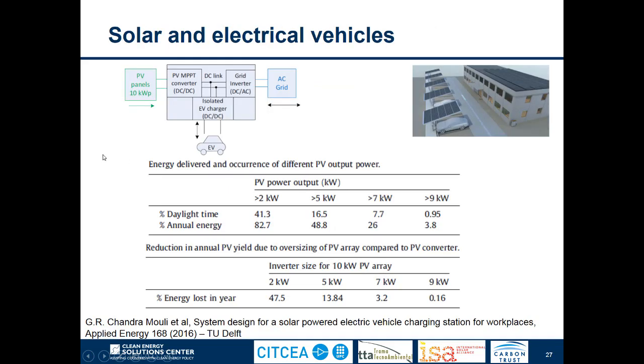Another example is related to the flexible demand, in this case in the form of electrical vehicles. We see in the scheme here that we are considering a system, and this is a result from a study from the TU Delft by Chandramouli and other authors. In this case, we are considering a PV panel installation of 10 kilowatt peak. Then we are considering here a DC-DC converter and a DC link, where we are connecting electrical vehicles to charge electrical vehicles in different manners, and then we have the grid connection.